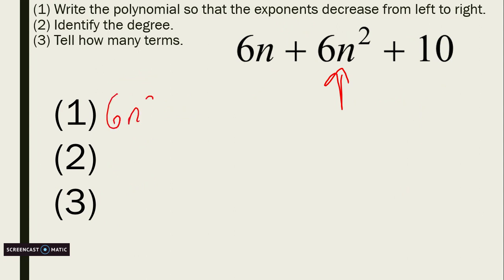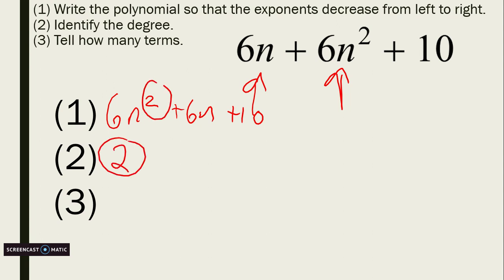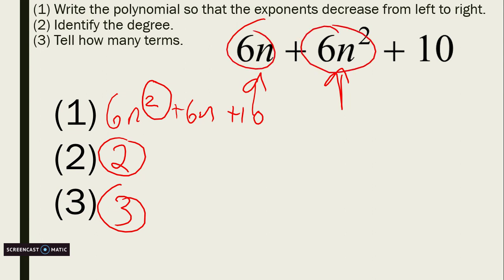Here's my highest exponent. So we have 6n squared. My next highest is an exponent of 1, plus 6n. Constant term always goes last. Degree is 2, highest exponent, 3 terms, 1, 2, 3. Again, terms, since they're separated by addition or subtraction, you're going to have one more term than addition and subtraction signs. So you have 2 addition and subtraction signs. One more than that is 3, so there's 3 terms. Or you can just count if you're good at recognizing what terms look like.